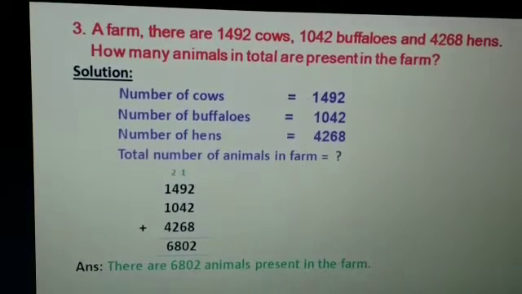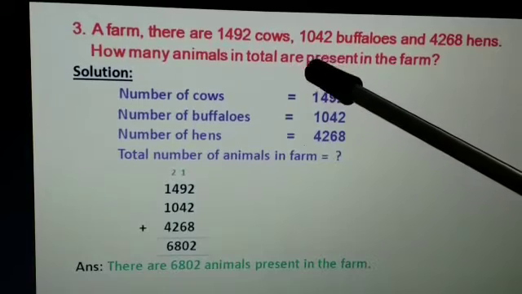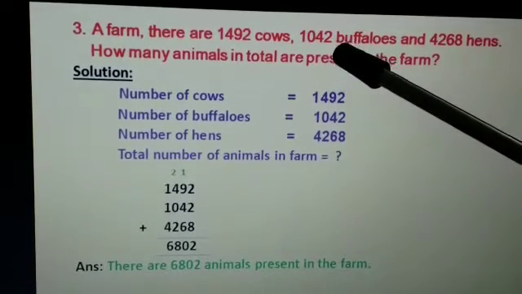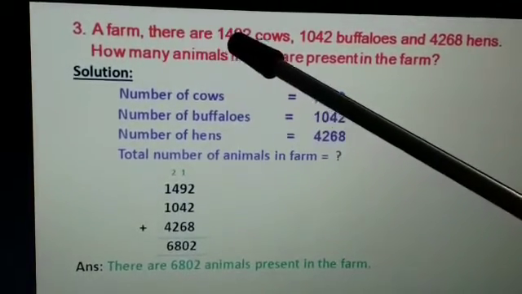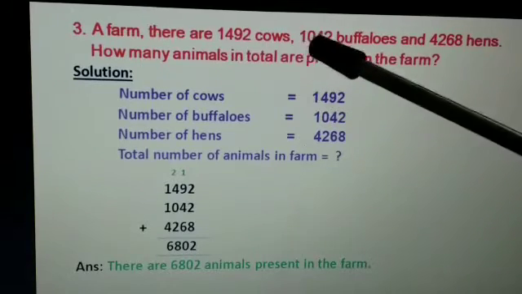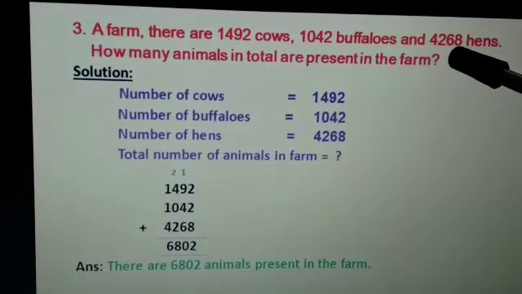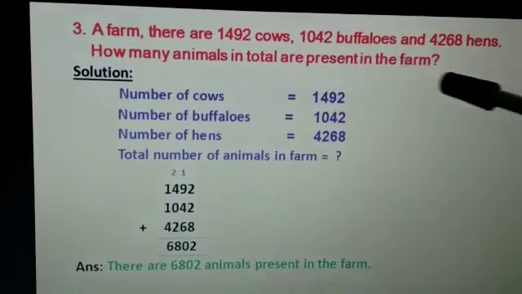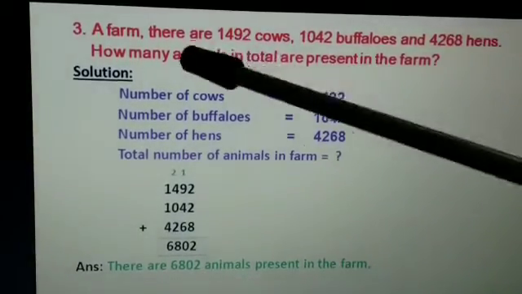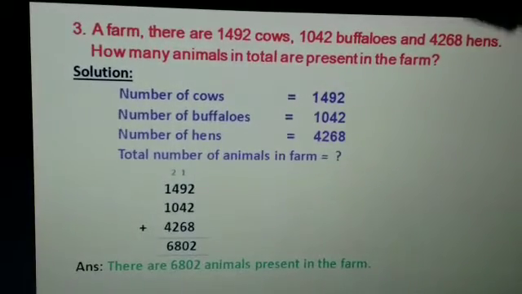In our third question, in a farm, there are 1,492 cows, 1,042 buffaloes and 4,268 hens. That means एक फार्म में 1,492 cows हैं, 1,042 buffaloes हैं and 4,268 hens हैं. How many animals in total are present in the farm? तो उस फार्म में अब कितने टोटल कुल मिला के कितने एनिमल्स वहाँ पे हैं?